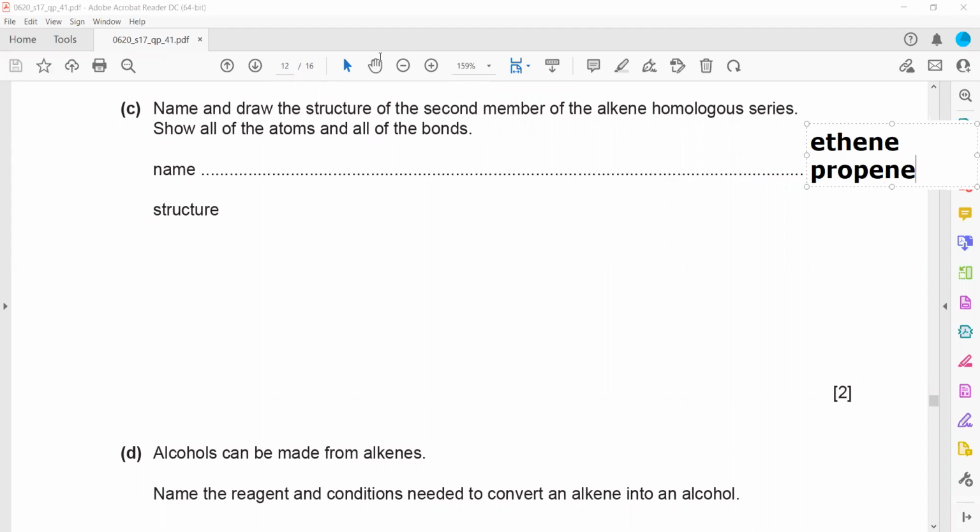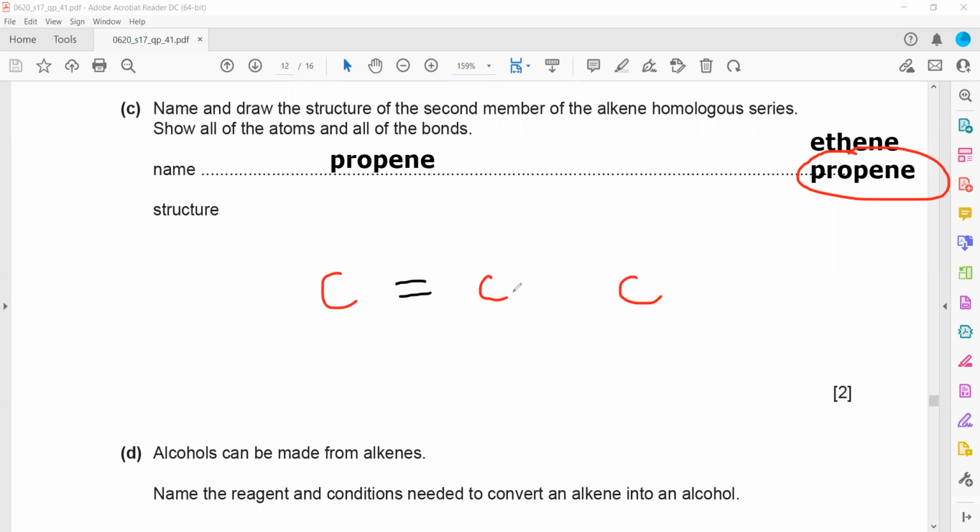So we have to draw the structure of the second member of alkene. The second member of alkene is propene. So the name here will be propene. And for the structure, prop means 3 carbon atoms. So we'll draw the 3 carbon atoms, 1, 2, and 3. Between 2 carbon atoms there will be a double bond. And then this will have 2 hydrogen atoms, this will have 1 hydrogen atom, and this will have 3 hydrogen atoms.